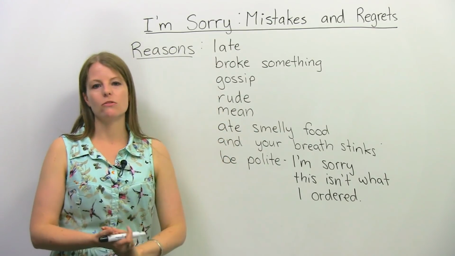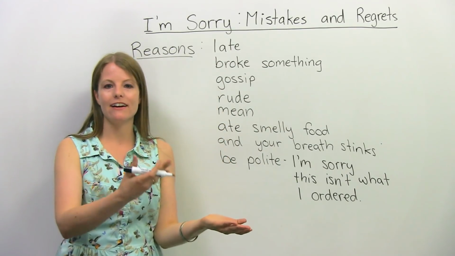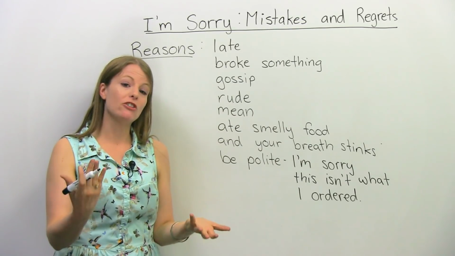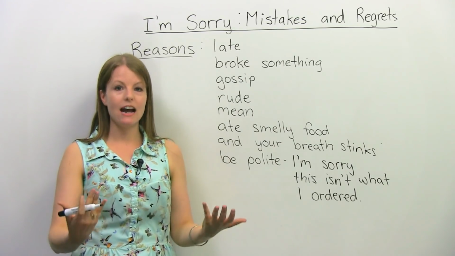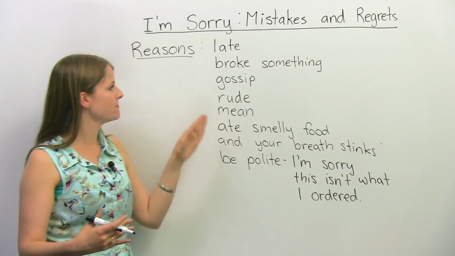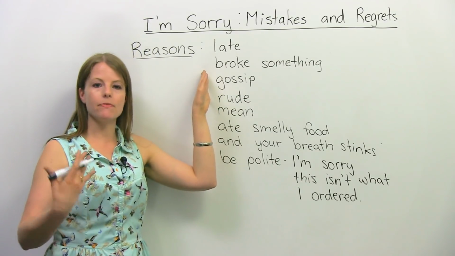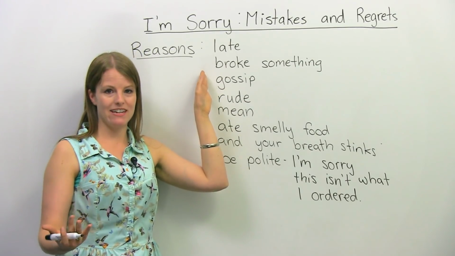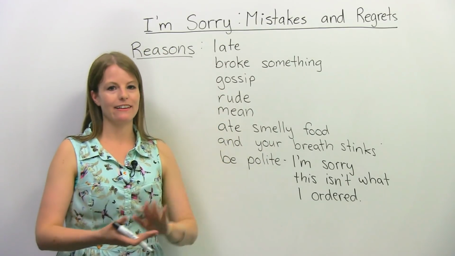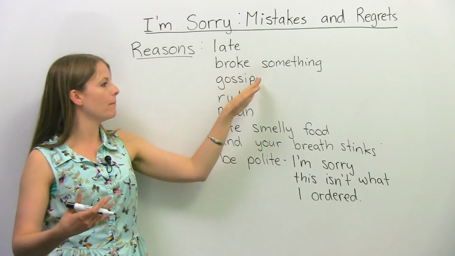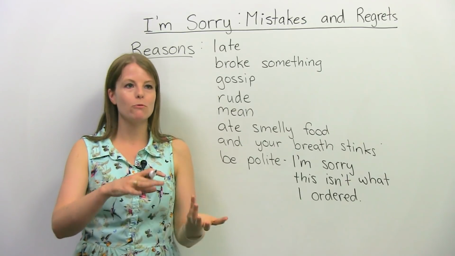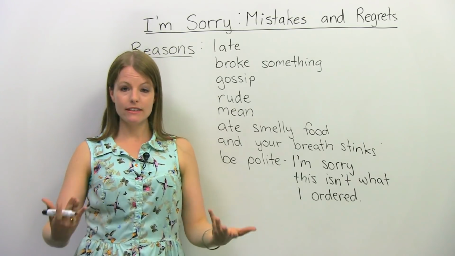So this is a small list, but we often say I'm sorry when we're late. So we've told our friend, I'm going to be there at 1 p.m., and then we show up at 1:30. So we say, I'm sorry I'm late. Sometimes we might accidentally break something. Maybe we break somebody's lamp, or maybe we spill something. We drop wine on their carpet. So we'd say, I'm sorry.